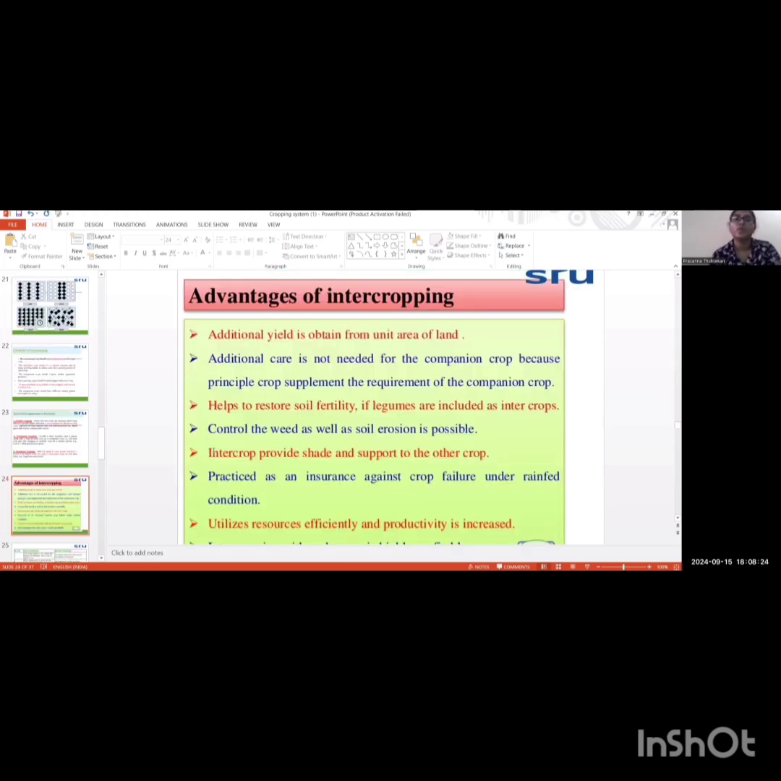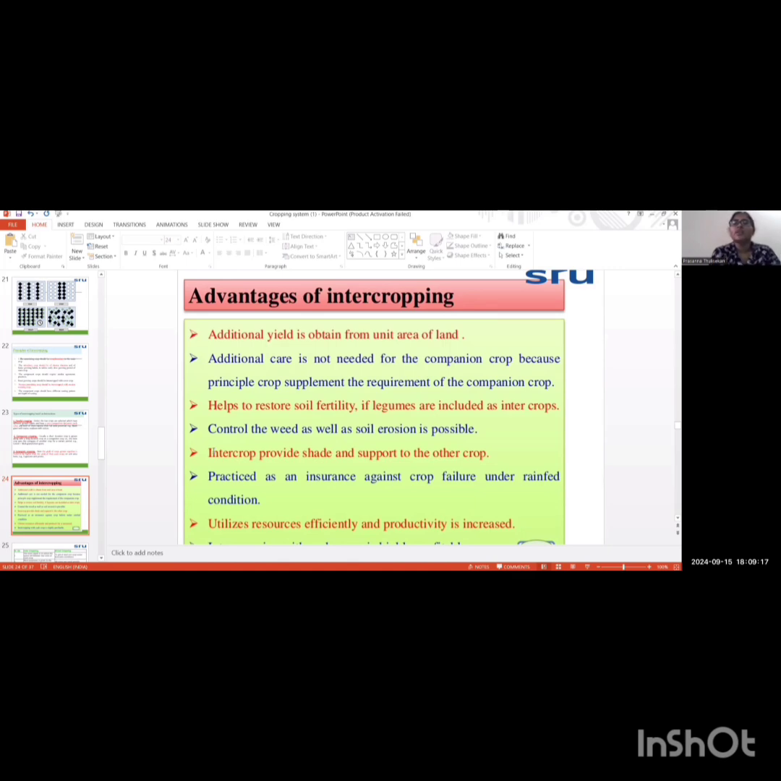Next, what are the advantages of intercropping? According to intercropping, we will get additional yield on the same land because we grow two different types of crops. So 1 plus 1, we will get additional income. Next, additional care is not needed for the companion crop because the principal crop supplements the requirement of the companion crop. So here additional supplement is also not needed. Next, it helps to restore soil fertility if legumes are included as intercrop. For example, if you select cereals plus legumes, then it is helpful in the restoration of the soil fertility.